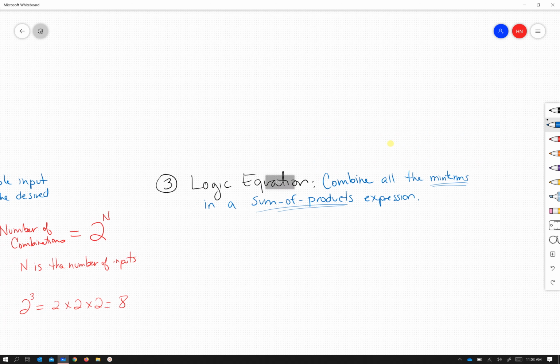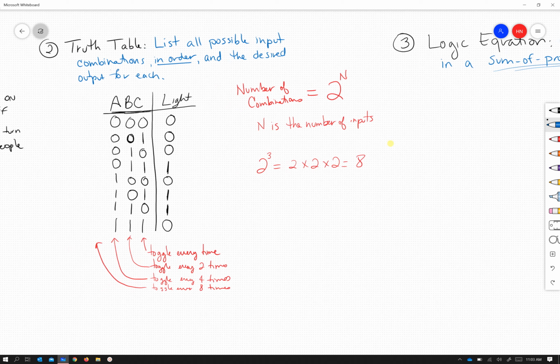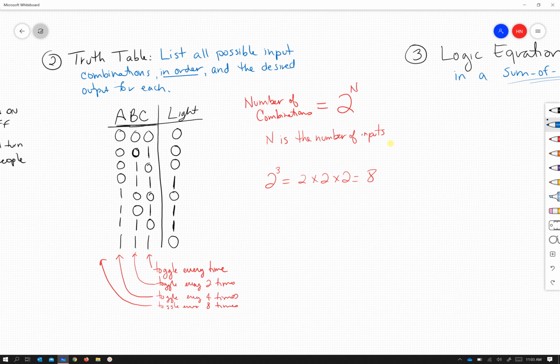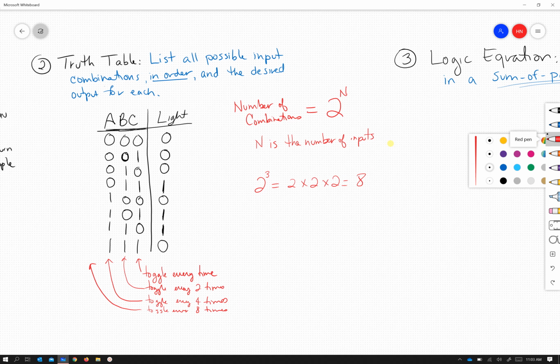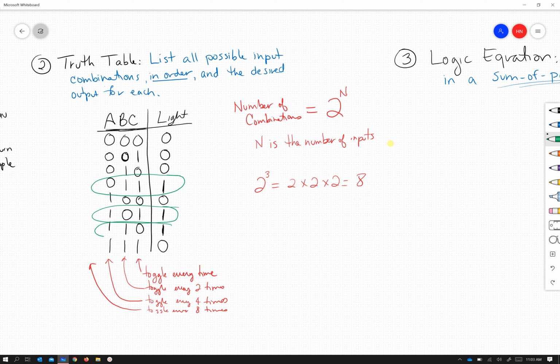Okay, so let's go back to step number 2 and review one little term. Every single time, I'll highlight it in a different color, I'll do green, every time the output is a 1, such as this one, or this one, or this one. In this case, we have 3 minterms. So you should know that wherever the output is a 1, I'm just going to point to them instead of circling them. Those are called minterms.